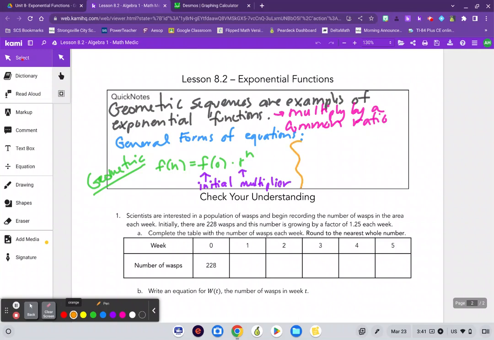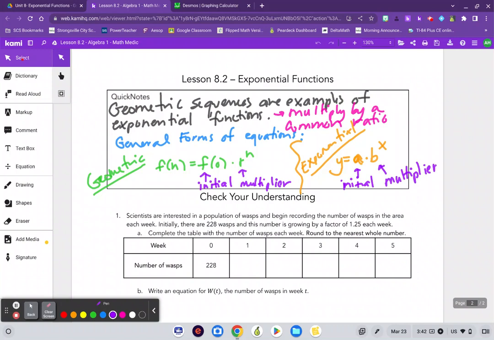Similar story though, when we talk about an exponential function, it's the same thing. Only we use y instead of f of n, or we use s of t, or we use w of t, or we use whatever function they decide to use. Often we'll see this as a times b to the x, or to the t, whatever input value they want to use. But again, this a is going to represent the initial, just like yesterday, the 0th term, okay? And this b is going to represent our multiplier, or our common ratio.